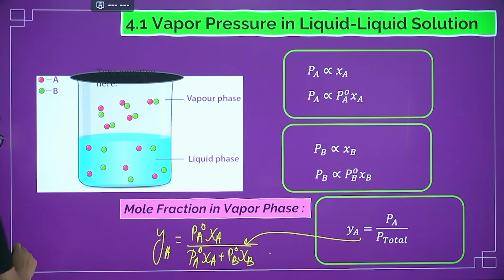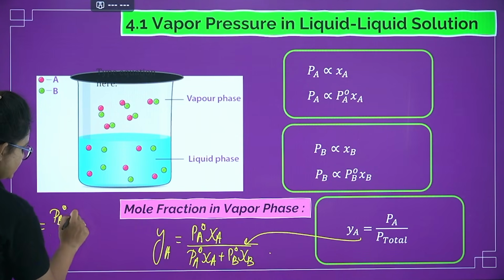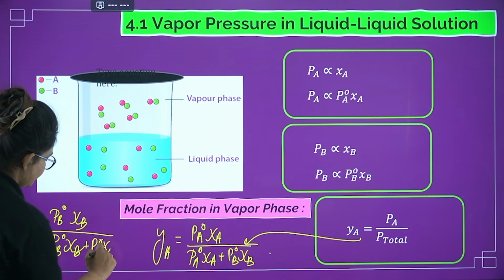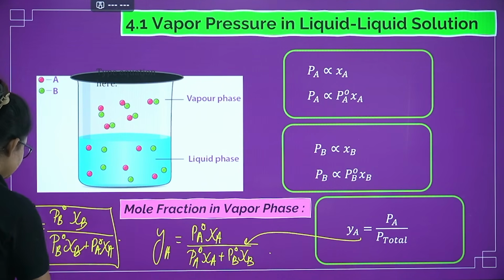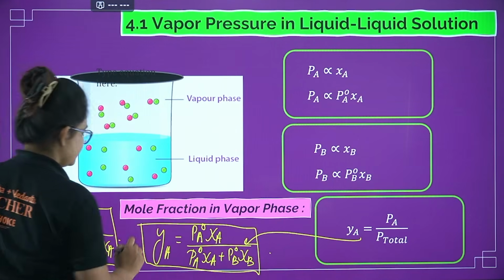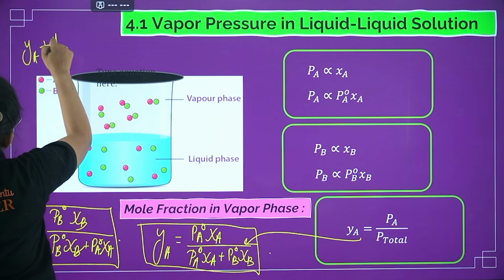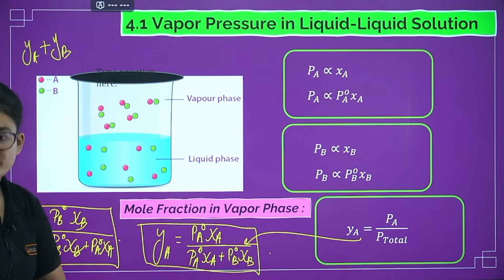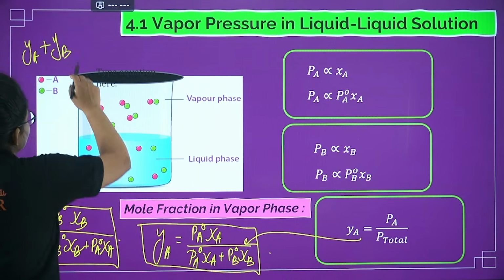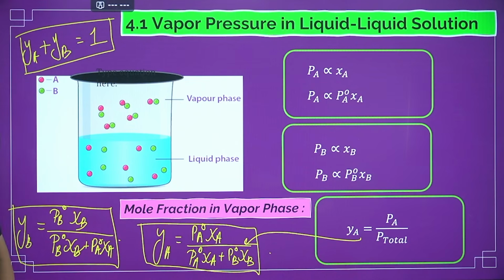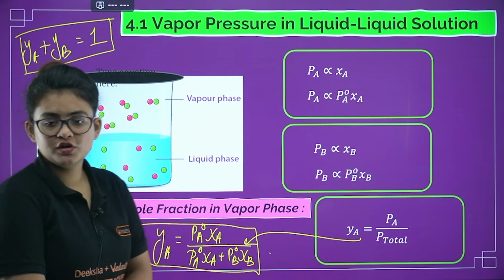Okay. Similarly for YB, the vapor phase composition of B, I can also find: that is PB0 of XB divided by PB0 of XB plus PA0 of XA. So these two things. Now one more thing that I wanted to tell: the vapor phase composition, YA plus YB, for any components, maybe even more components, the sum will always be 1. Okay, I guess it's clear to you. Yes, let's proceed.